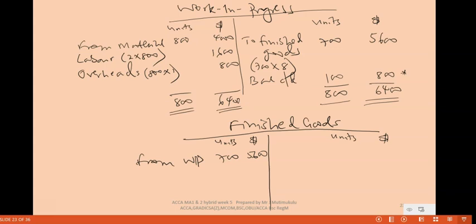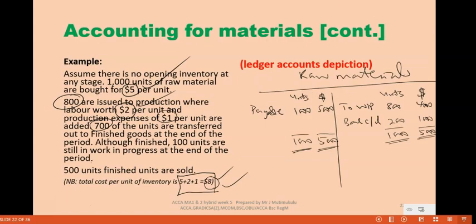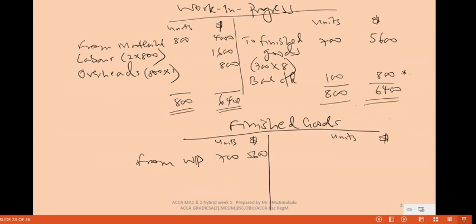So we are told that 500 units of finished goods are sold. So we are going to say cost of sales, because they were part of the inventory that has been sold. So their cost is going to be accounted for as cost of sales. So 500 units, at how much? At the production cost of $8. You can say 500 multiplied by $8 per unit, and we get 4,000.